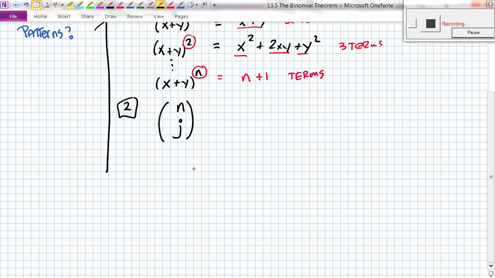There are 2 ways that we can represent this. One of the ways is like this, and the other way is n with a big giant C and then a j. Both of these things mean the same thing. When you see this, in your head you think n objects chosen j at a time. Okay, so both of these things mean that: n objects chosen j at a time.